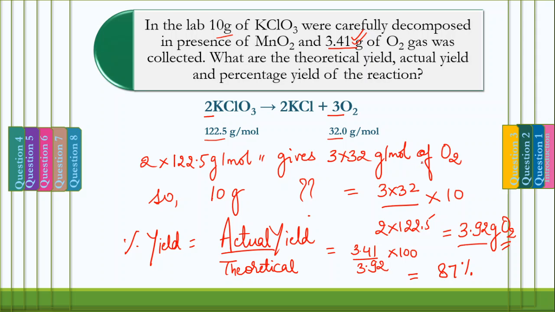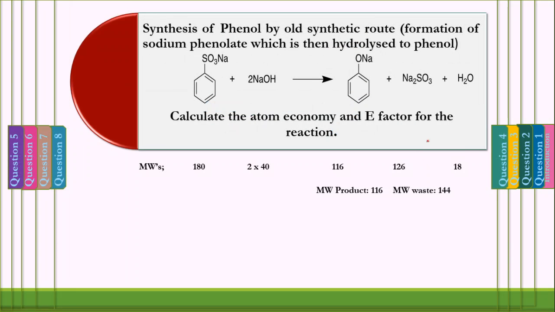Let us go ahead with the next question. Synthesis of phenol by old synthetic route is this. Calculate the atom economy and E factor of the reaction. Now just to remind, if you still are not sure, you can watch my previous video of atom economy. There are also many questions we have solved, right? So you can go and see. As of now, first you have to calculate the molecular weights of each and everything.